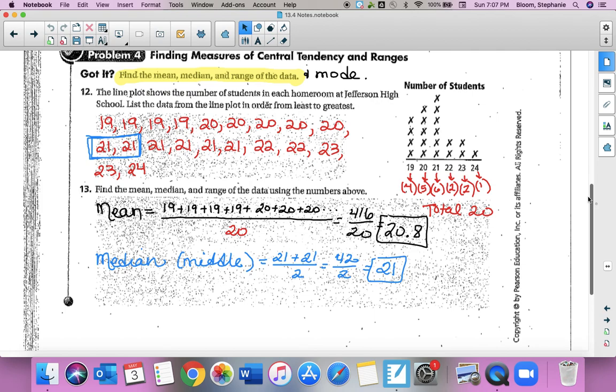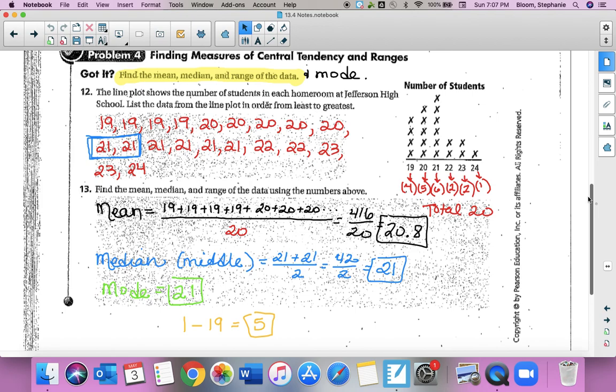My mode is your most frequently occurring number. That was 20. Nope, 21, sorry. Your mode is 21. And then your last one is your range. You're going to take your greatest number, 24, subtract your smallest, 19, and our range is 5.